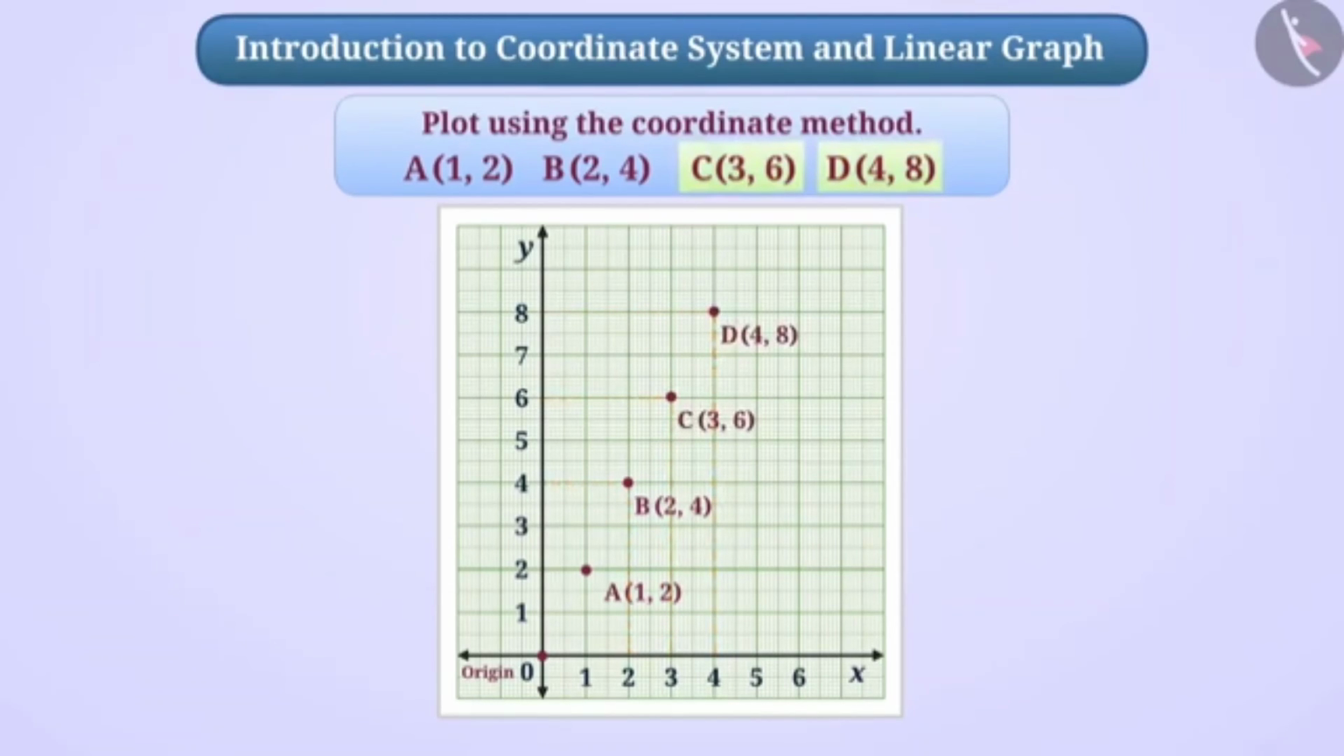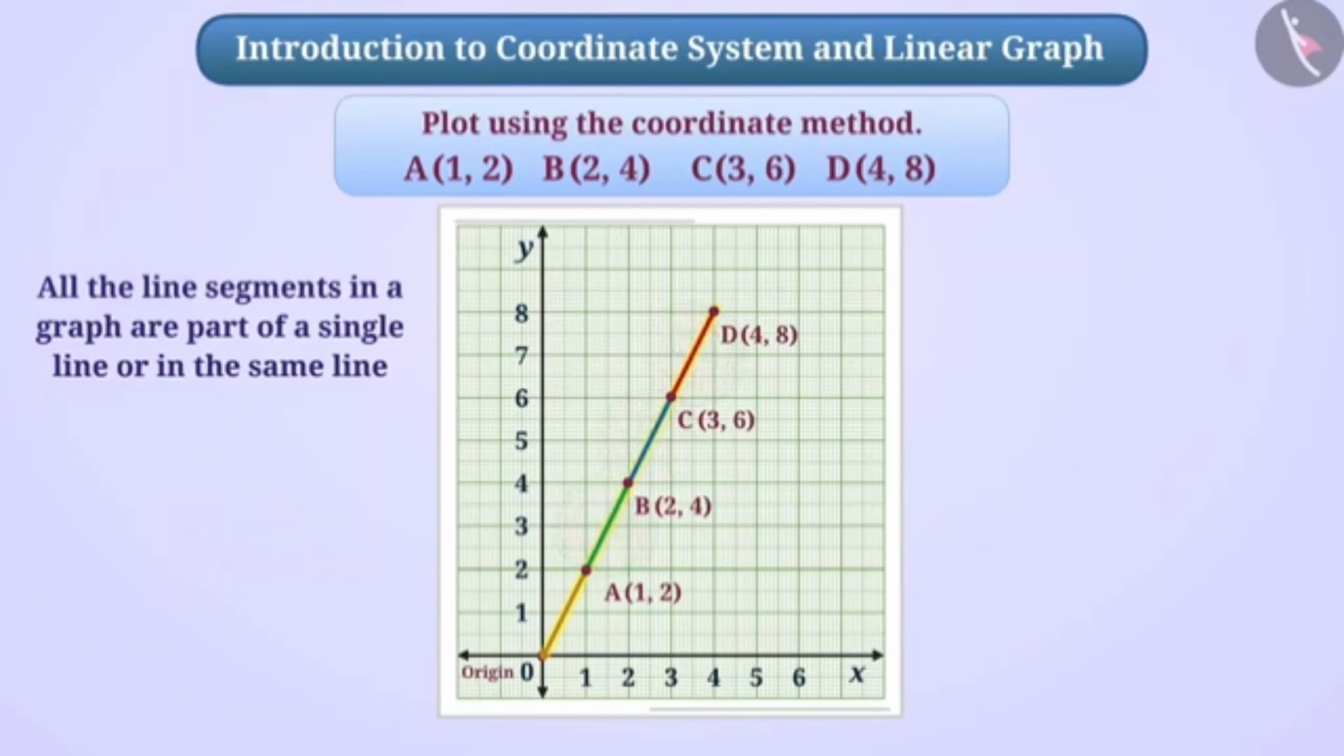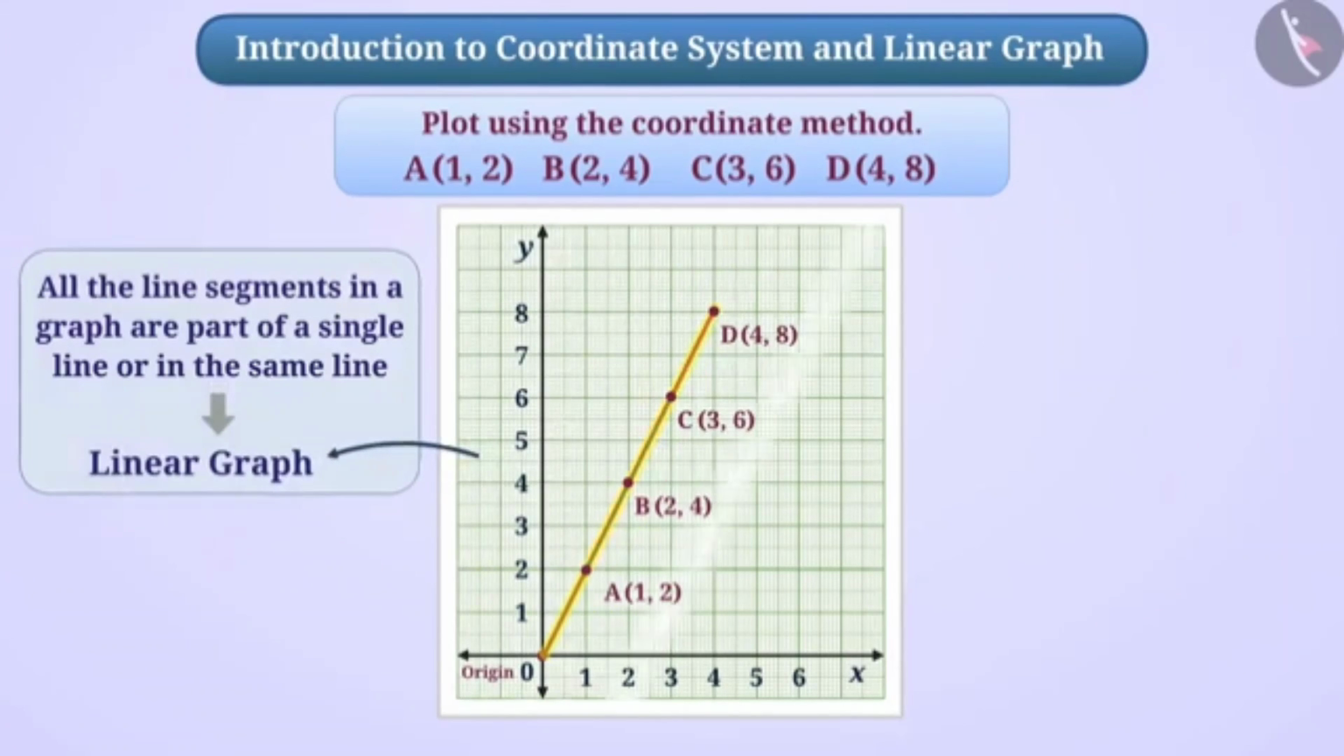Let's connect all these points with line segments. You can see that line segments AB, BC and CD lie in the same line. Thus, if all the line segments in a graph are part of a single line or in same line, then such a graph is called a linear graph. We will understand it better by some examples in the next video.